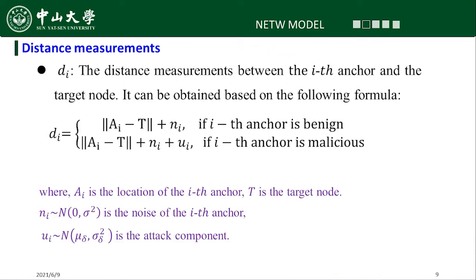In the presence of the malicious anchors, D_i is the distance measurement between the i-th anchor and the target node. It can be obtained based on the following formula, where A_i is the location of the i-th anchor, T is the target node, N_i is the noise of the i-th anchor, U_i is attack component.